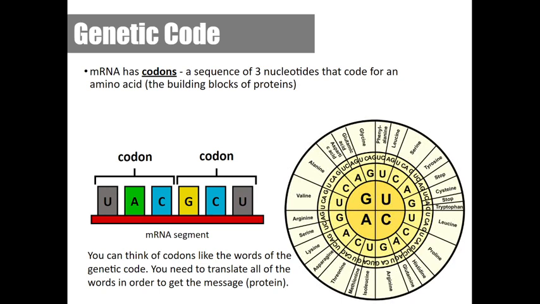So mRNA has codons. A codon is a sequence of 3 nucleotides that code for an amino acid. And amino acids are the building blocks of our proteins. The mRNA sequence is going to be segmented into sets of 3 to make one codon. You can think of codons like the words of the genetic code. You need to translate all the words in order to get the message. And in this case, the message would be protein.